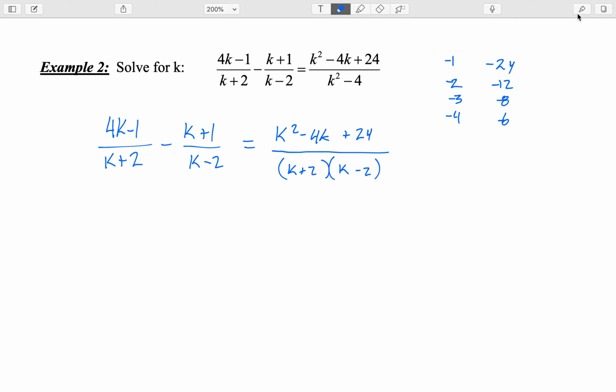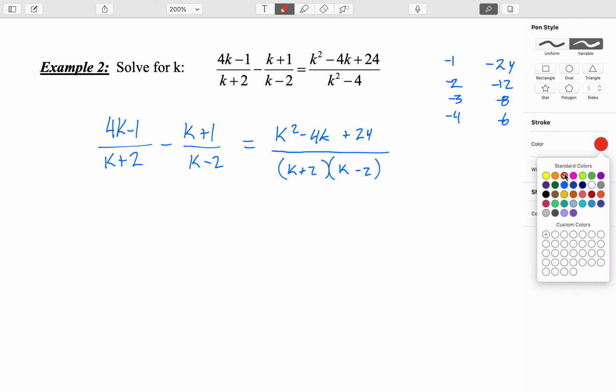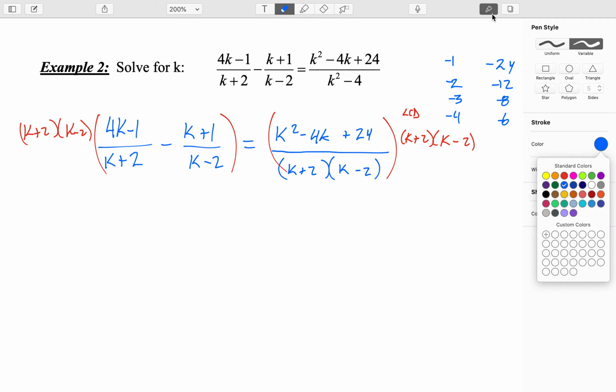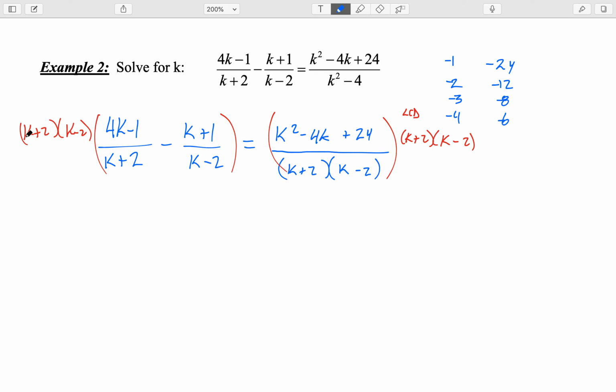I can see right off the bat that my LCD is going to be k plus 2 and k minus 2. So remember, I'm going to multiply it on the top only, not top and bottom, because I want the bottoms to cancel, right? k plus 2, k minus 2. Okay. So when I multiply it here, the k plus 2 cancels, but I'm left with k minus 2.